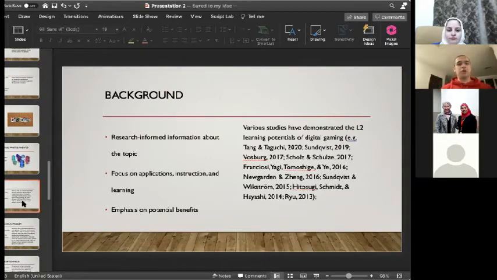So the background, that's where you provide the research-informed information about the topic. That's where you give the reader a little bit of background about this kind of pedagogical intervention. So whatever your topic is, dynamic assessment, technology-enhanced instruction, data science, whatever the topic is, give the reader a little bit of information about the pedagogical and learning benefits of this topic, so they know why this is relevant to language learning. How does it assist language learning and instruction? And focus on applications and learning. So how does it serve learning? What are the potential benefits of this field? And again, this is something that would attract anyone who's not familiar with the field to learn more about the field.